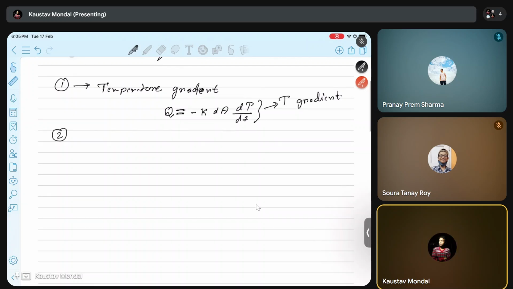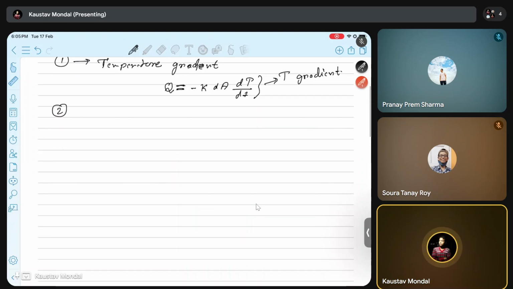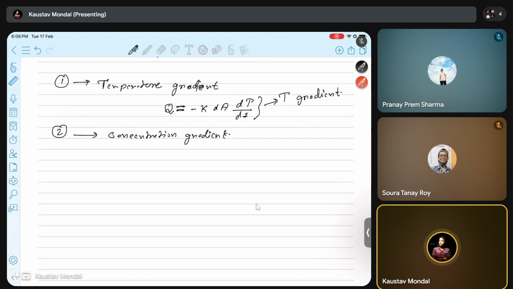Next was the chemical equilibrium. Chemical equilibrium is disrupted if a concentration gradient arises in the system. Let's suppose in a gas assembly or in a room, one part of the room has higher gas density, and one part of the room has lower gas density. Similarly, the gas tries to redistribute itself in a homogeneous way.